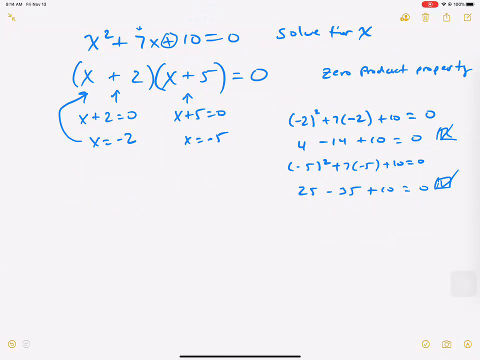Okay? We had other ways. Another way was completing the square. Now, if I see a problem like this, x squared plus 7x plus 10, I'm not thinking completing the square right away. But it is in my toolbox. So let's go ahead and complete the square for this problem. x squared plus 7x plus 10, and we're going to complete the square.